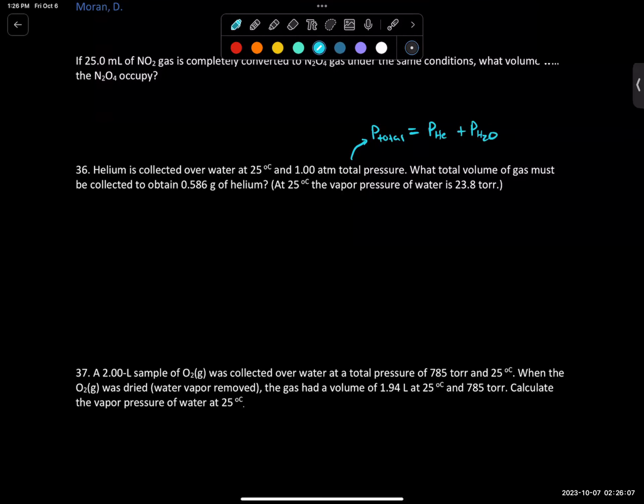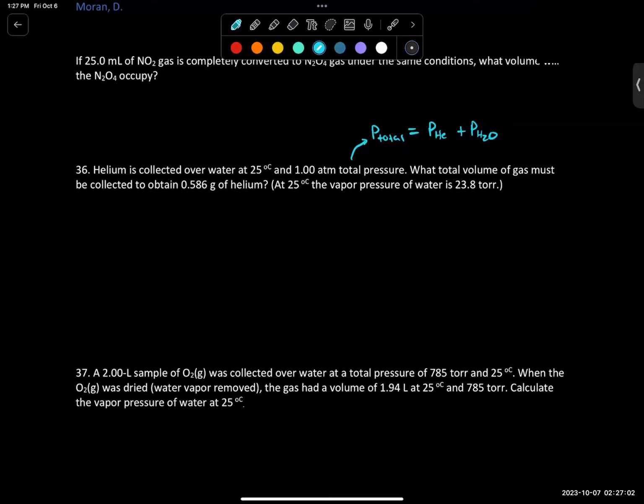So when you see a problem like this, you have to start breaking it down into what it's telling you. It's saying helium is collected over water at 25 degrees C and 1 atmosphere total pressure. So we know that's incorporating Dalton's law, which tells us the total pressure is equal to the sum of each of those pressures. The question asks, what total volume of gas must be collected to obtain 0.586 grams of helium? And they tell us that at 25 degrees Celsius, the vapor pressure of water, or the partial pressure of water, is 23.8 torr. So they gave us enough information to solve this problem, as they should. Now the question is, how do we go about doing that?